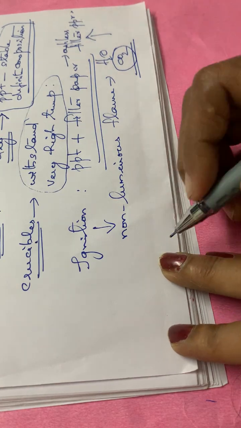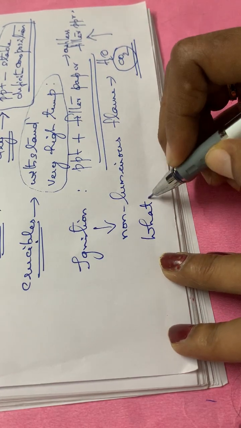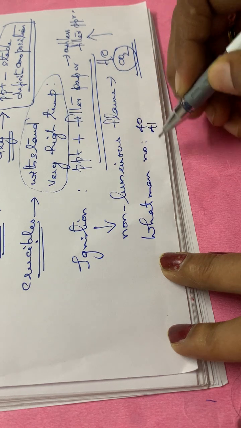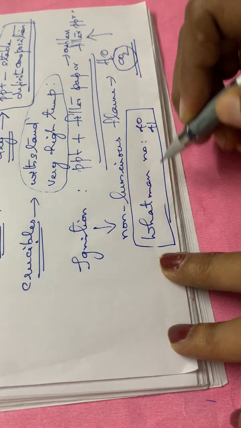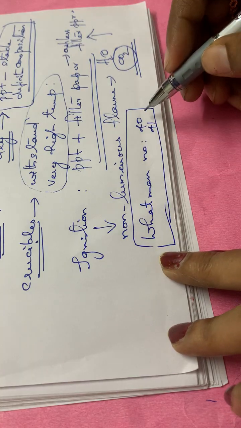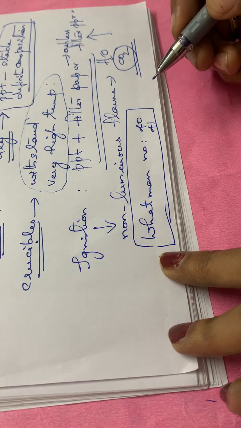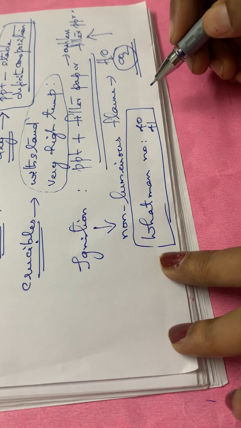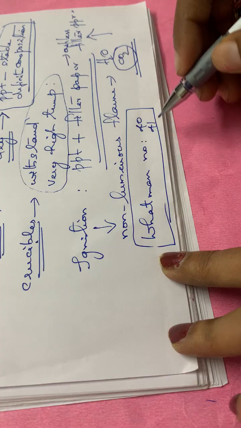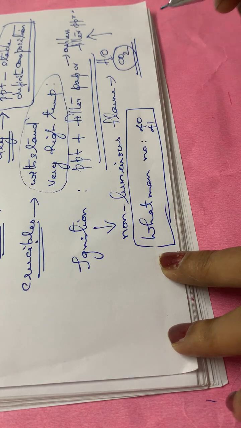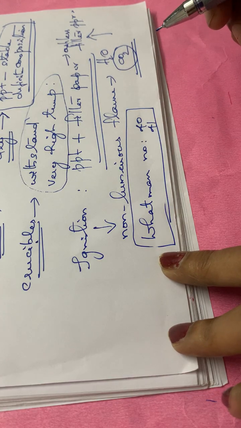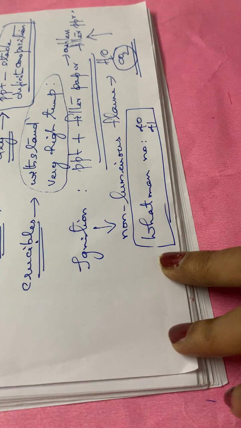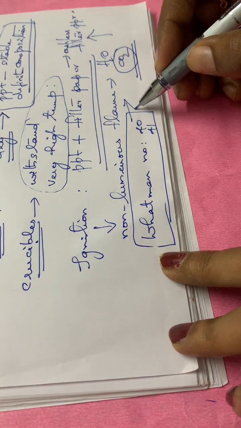Sometimes you might have heard of Whatman number 40 and Whatman number 41. See here, for this incineration, we are using Whatman 40 or 41 as the filter paper. It is an ashless filter paper. That means after burning or igniting, the filter paper will go ashless. There will not be any remains of the filter paper left over in that particular crucible. Okay, so that is the characteristic of this Whatman filter paper.